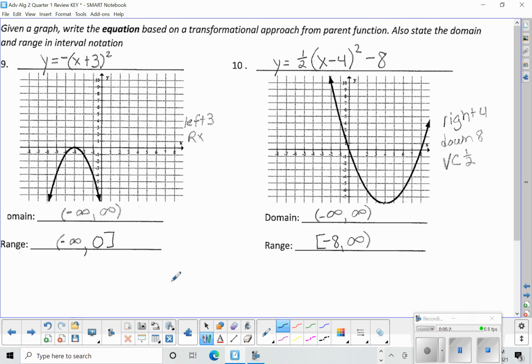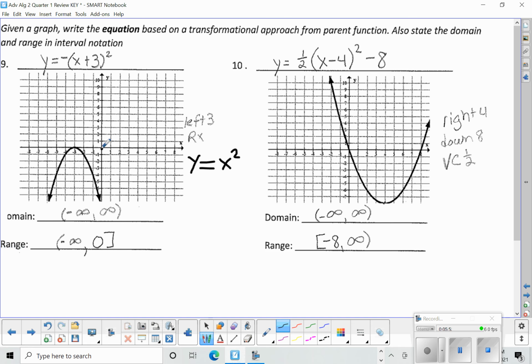Given a graph, write the equation based on a transformational approach from the parent function. Also state the domain and range in interval notation. Well, first, I'm going to look at my graph and ask what it is doing. I know this is a U-shaped graph, so the parent function is y equals x squared. I know that's the parent function.